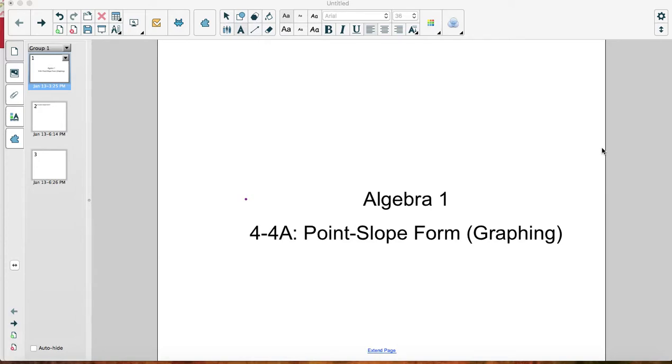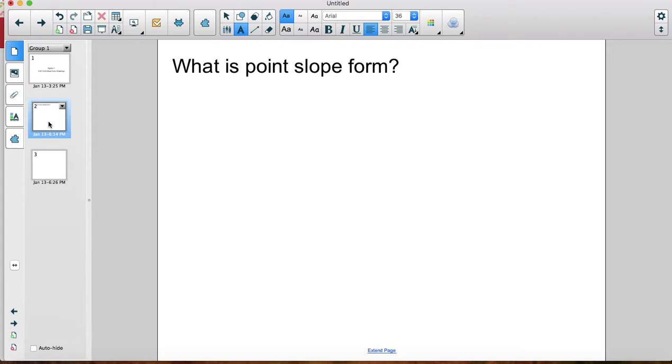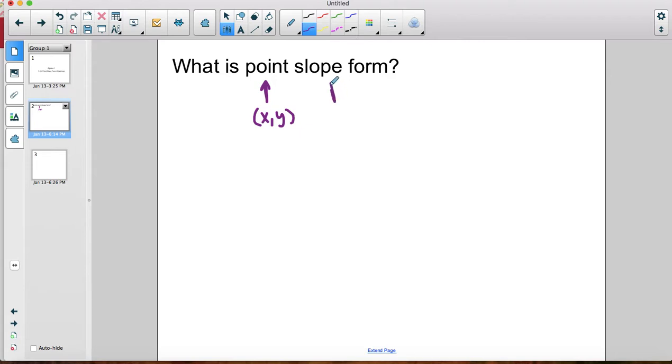We are on to a new type of linear equation, or a new way to represent linear equations. So we are on to what's called point-slope form. Just like slope-intercept form, point-slope form gives us information. Remember, standard form didn't really give us a whole lot. It made it easier to find the x and y intercepts, but that was about it. Slope-intercept form gives us the slope and the y-intercept, and point-slope form gives us a point on the line and the slope.